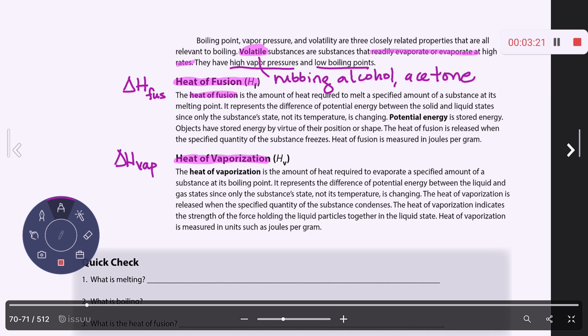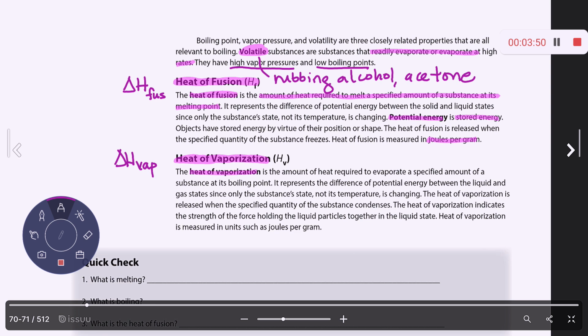The heat of fusion is how much heat it takes to melt something at its melting point, okay? And it's the difference between the potential energy of the solid and liquid states. What's potential energy? Potential energy is stored energy. Typically, it's stored in the bonds. Heat of fusion has units of joules per gram, so I can use that as a conversion factor. They normally give you a table with those values for certain substances.